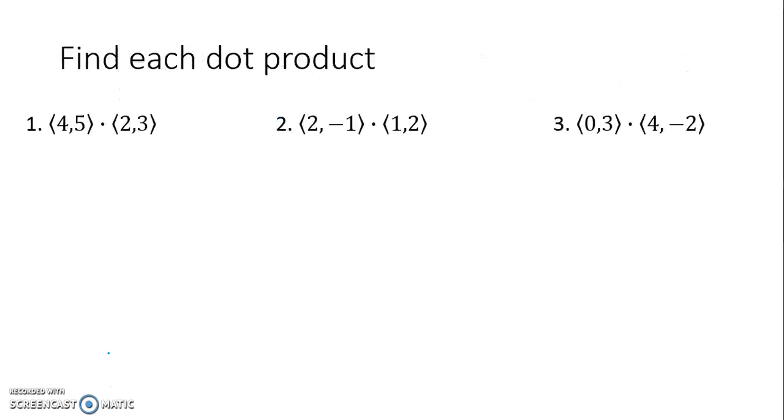Alright, find each dot product. So I'm going to do one with you, then I want you to actually do the other ones. So I multiply my first two components, so 4 times 2 is 8. My second component is 5 times 3, so that's 15. Then I'm going to add those, so that is 23. That is my dot product. Take a second and try the next two. For the second one, you should have gotten 0, and for the last one, you should have gotten -6.